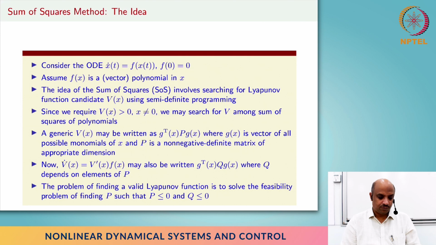And fortunately, Pablo Parrilo, who worked on this particular idea as part of his thesis back in 2000, is a controls person. Therefore, the methods that he developed have methods to find Lyapunov functions directly, given an f(x), right? So please note that this is a typo. This is actually p greater than or equal to 0 and q less than or equal to 0, right?